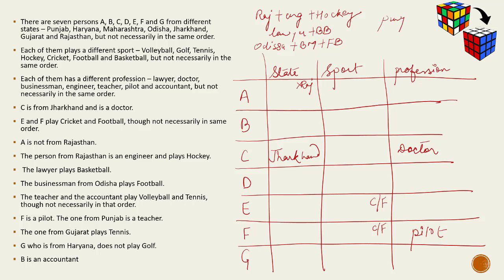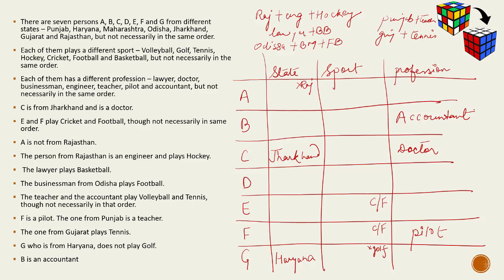So Punjab and teacher are a combo. The one from Gujarat plays tennis. G, who is from Haryana, does not play golf. B is an accountant. Okay. The teacher and the accountant play volleyball and football, though not necessarily in that order.